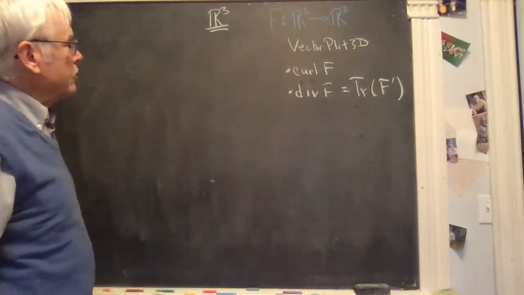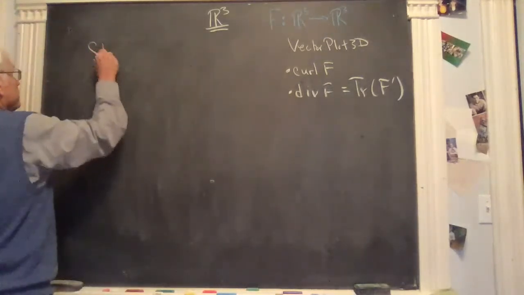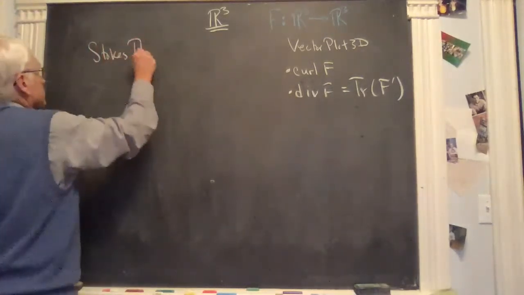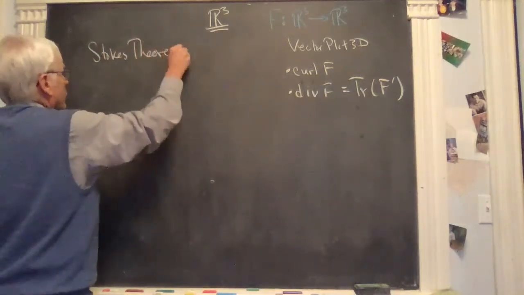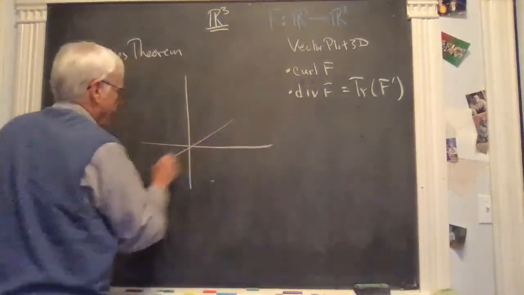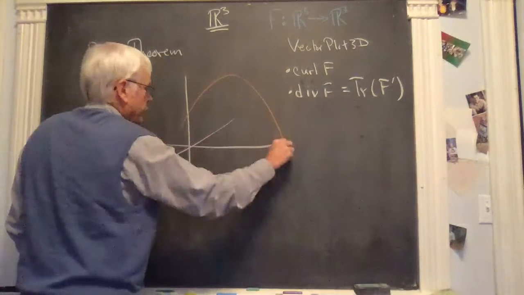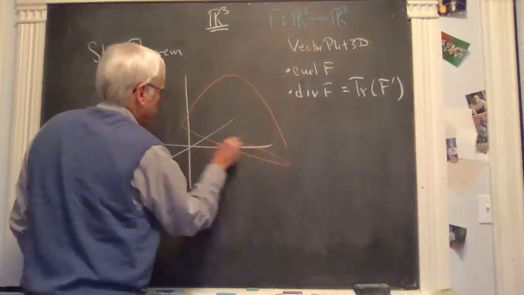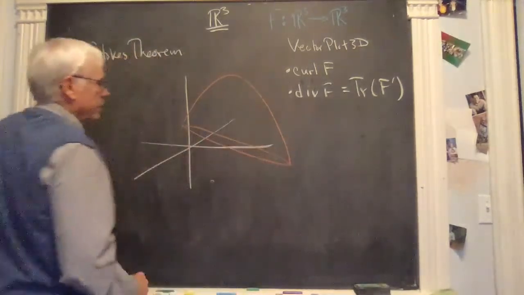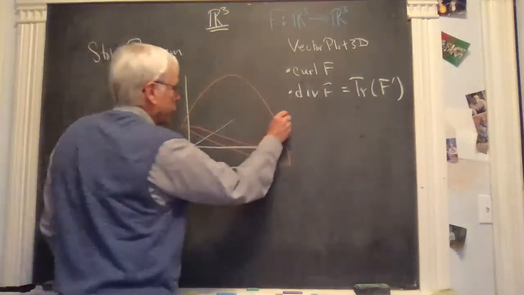So let's look at the first one. The first one is called Stokes' theorem. And let's set it up. It's in three dimensions, and it involves a surface. So we've got some surface. Let's maybe look at a parabolic surface here in three dimensions. And I'll call this surface S.